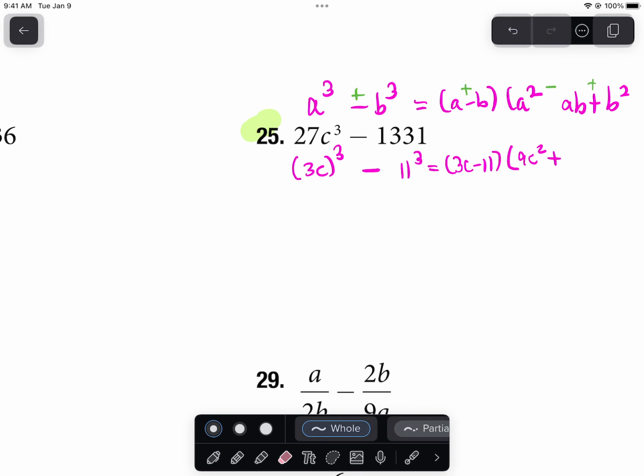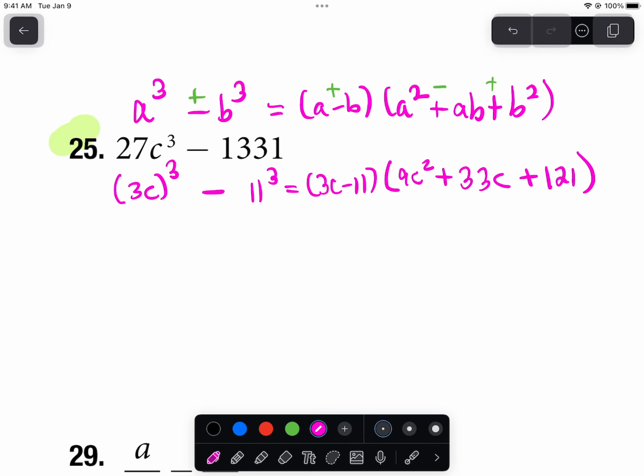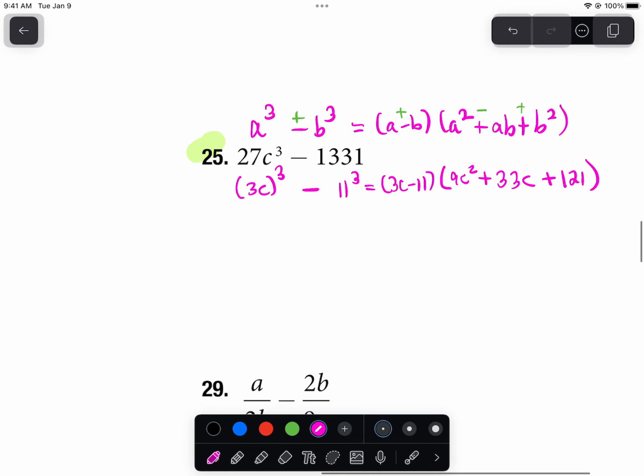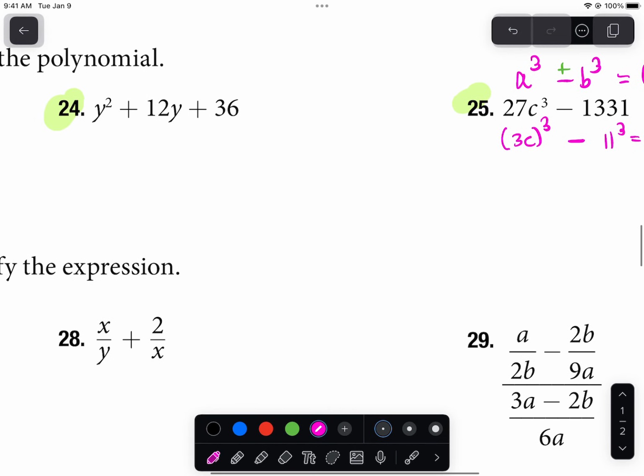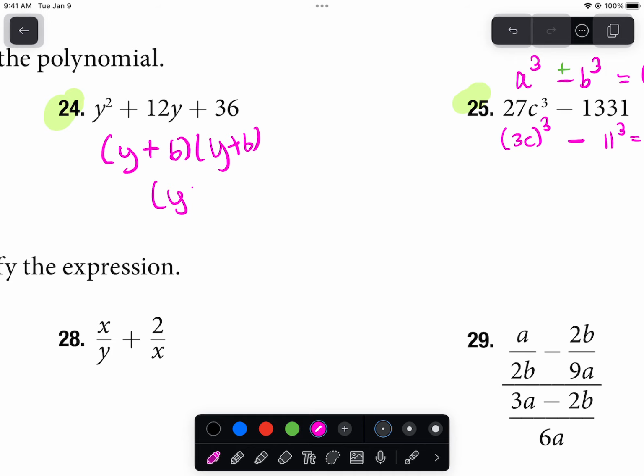We'll revisit that formula when we need it again for future reference, but just so you know how that formula works. Okay. Now let's jump back to 24. That is just y plus 6 times y plus 6. Feel free to write that as y plus 6 squared. That's okay.